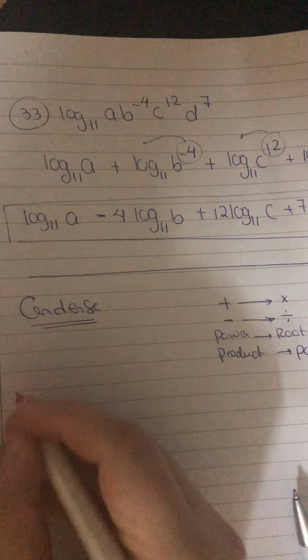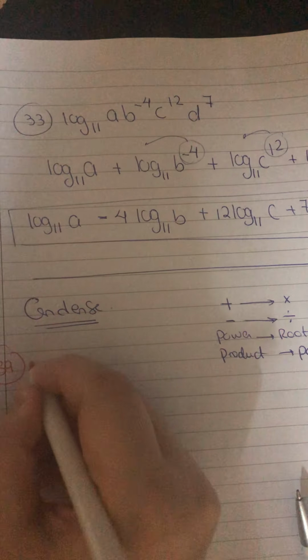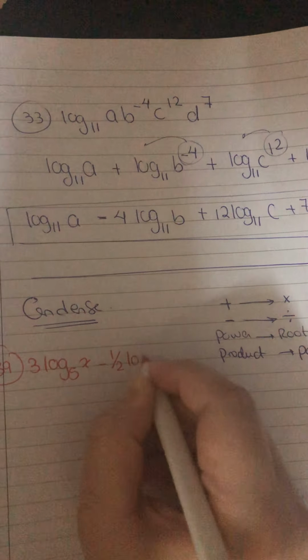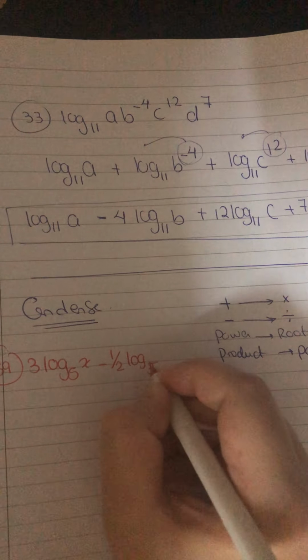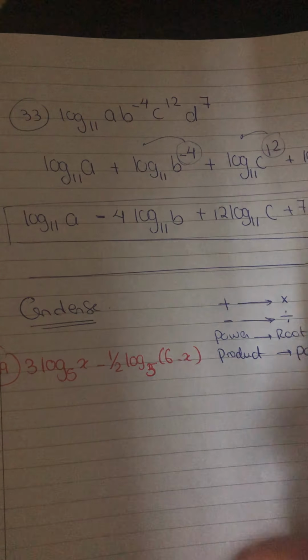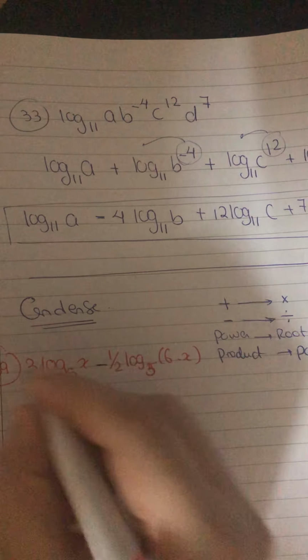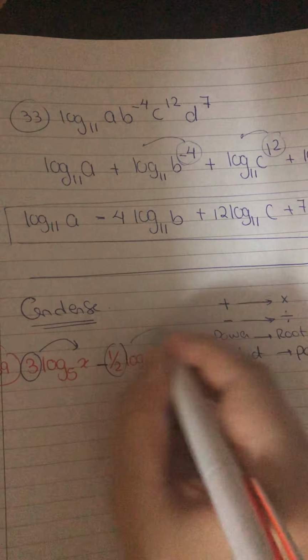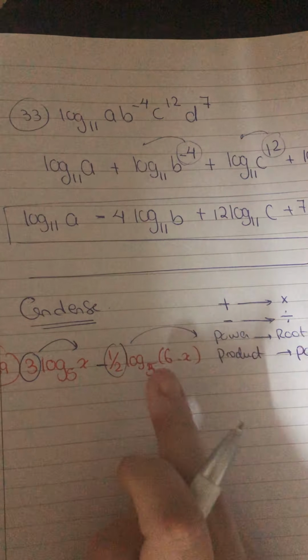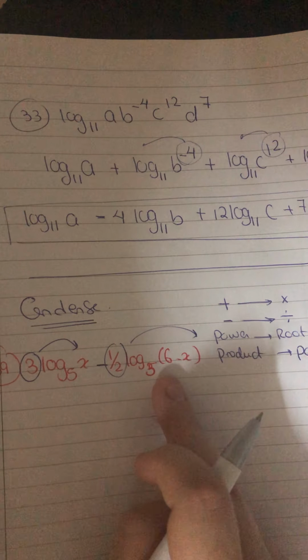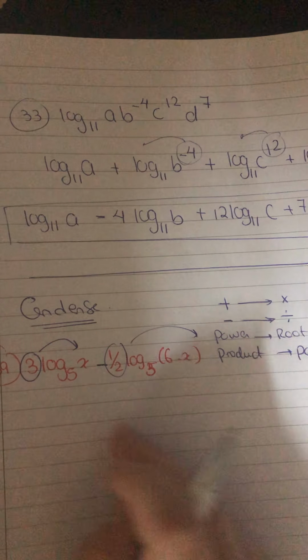For example, question number 39. I have 3 log base 5 x minus half log base 5 of 6 minus x. Okay, between them I have a minus, and here I have a product that I will take as a power and a product that I will take as a power, and definitely this one will change into a root at the end. Okay, root, because the power of half is just the square root.